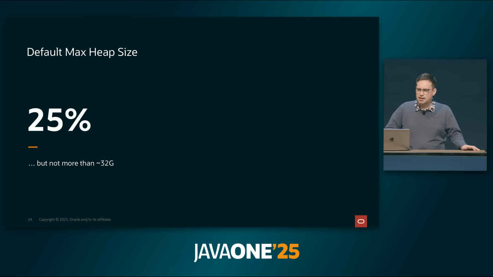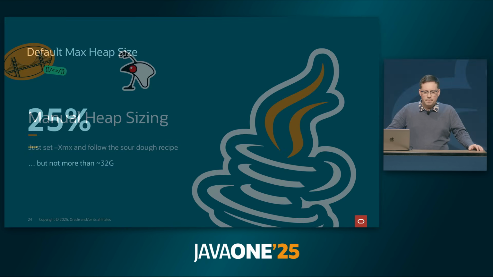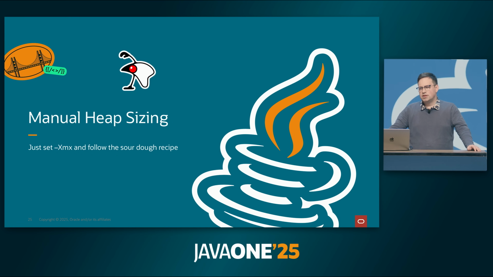If you don't set the heap size, you get a default. And this default currently is 25% of the memory available on the machine, but it's capped at roughly 32 gigabytes. And that is the max heap size across all of our GCs, if you don't set it. And so that's rarely what you want. So typically people set a heap size, and then you wonder, well, how do I derive this number?